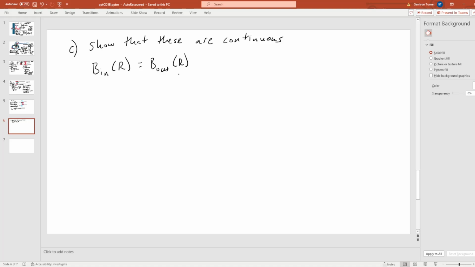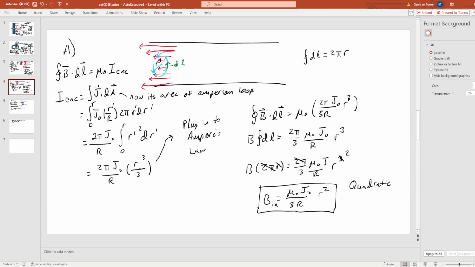In the next case, I'm looking at the field outside, but I get smaller and smaller radii until I hit the surface. These magnetic fields have to be continuous. There can't be a break at the boundary just because you're at the surface of the wire. That doesn't make any sense. So these formulas had better give me the same thing when I evaluate them at the same point, namely on the surface of the wire. Okay, so let's see what we get.